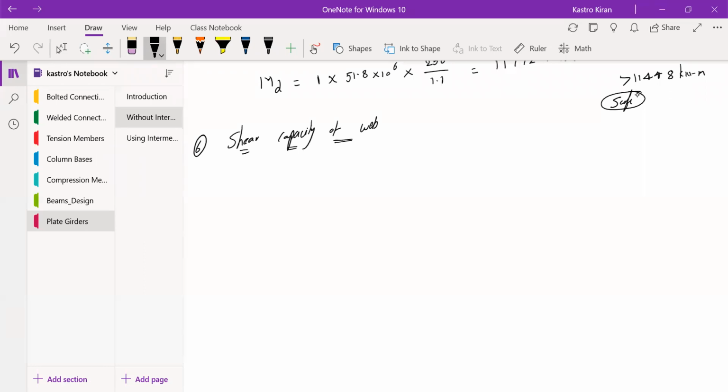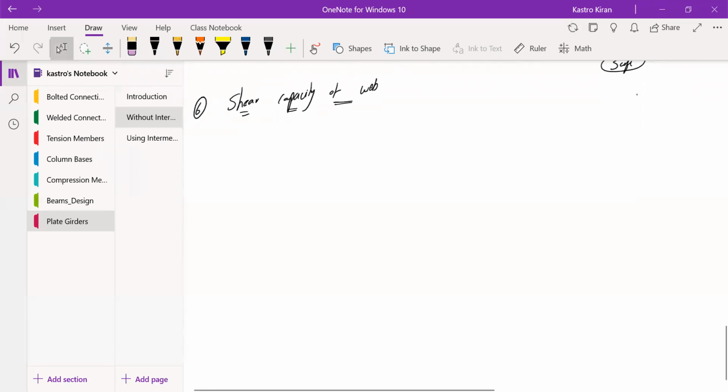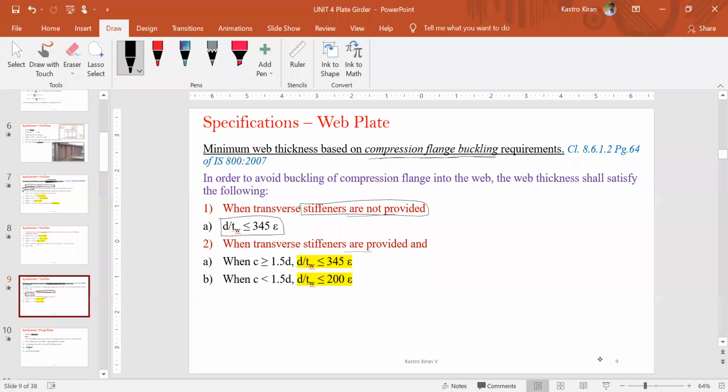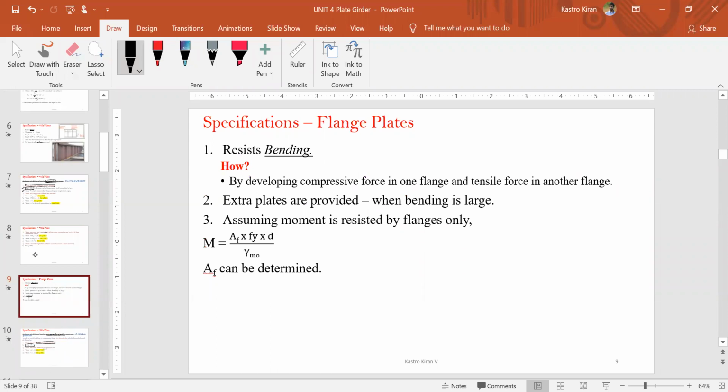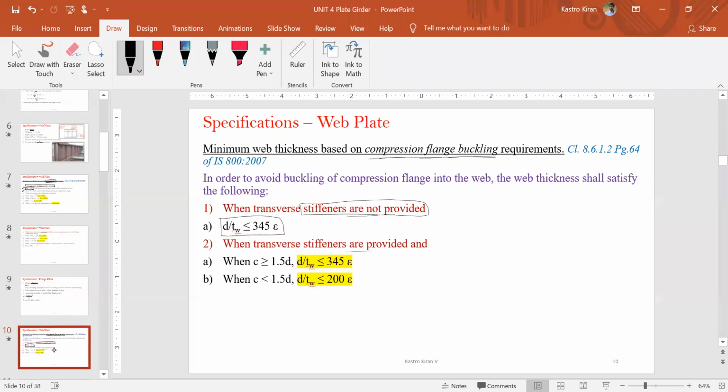Now in order to find out the shear capacity of the web, in the introduction class we were talking about a couple of models of solving this procedure. You have two methods to find out the shear capacity of the web. One is the simple post critical method and the second one is the tension field coefficient method. I'll show you that. Just a minute.